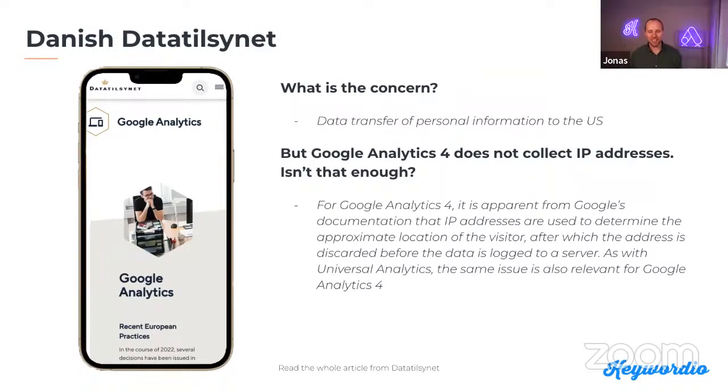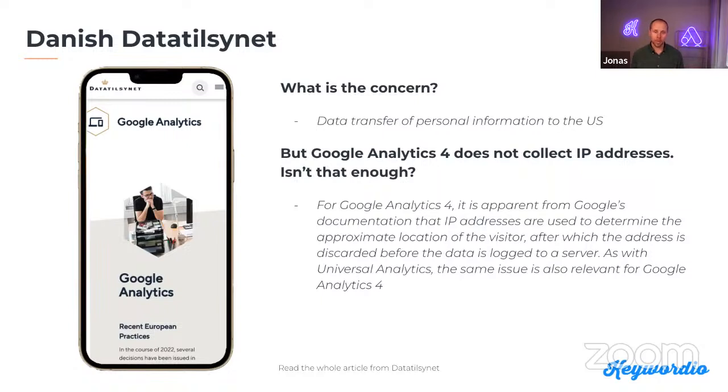But they made a post last year that I think is also really good, and I think you should read it, and it explains why they have certain concerns about Google Analytics, but they also have concerns about Google Analytics 4. So you cannot just believe that, hey, we already made the transition to Google Analytics 4, we are all safe now. So for example, here, Google Analytics 4 does not collect IP addresses.